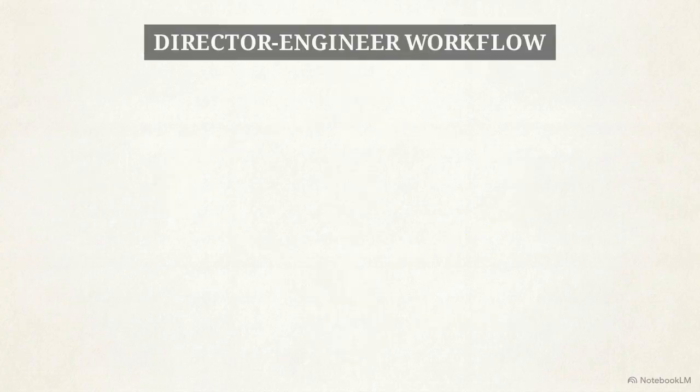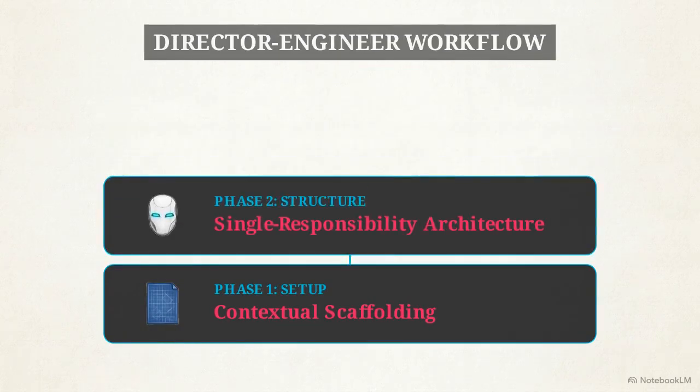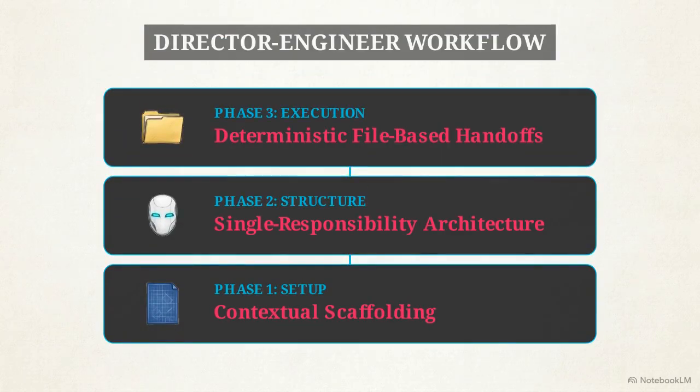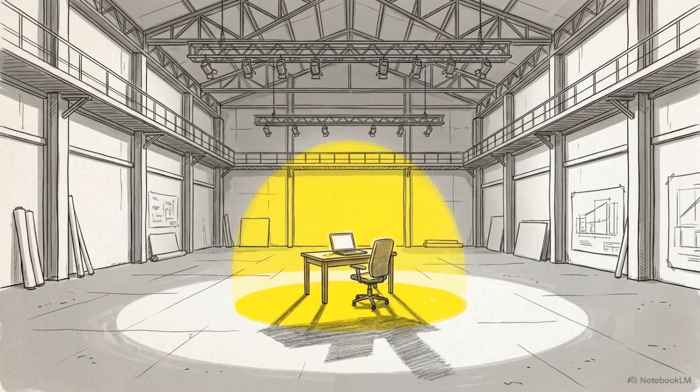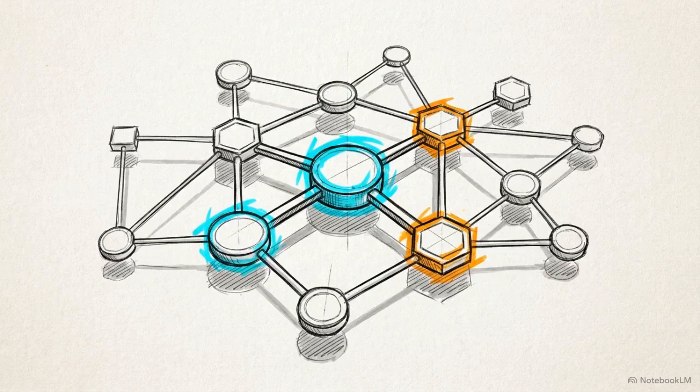This workflow relies on 3 distinct layers that we will deconstruct: contextual scaffolding, single responsibility architecture, and deterministic file-based handoffs. Understanding this sequence allows a single person to operate at the scale of an industrial studio, moving past the limitations of simple conversational AI prompts. This process uses a just-in-time agentic workflow.